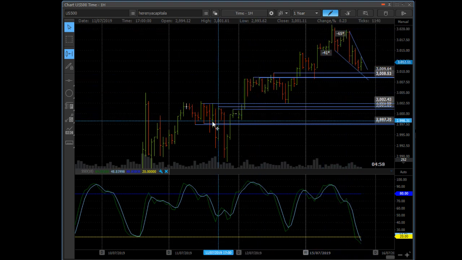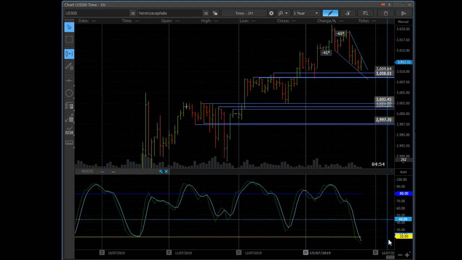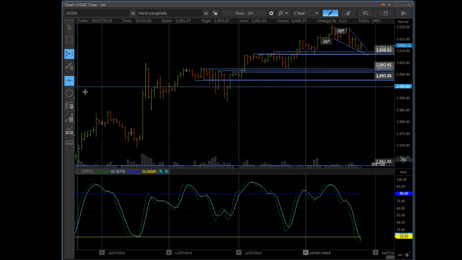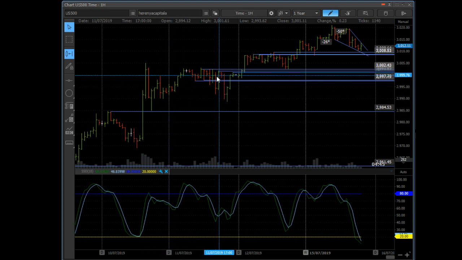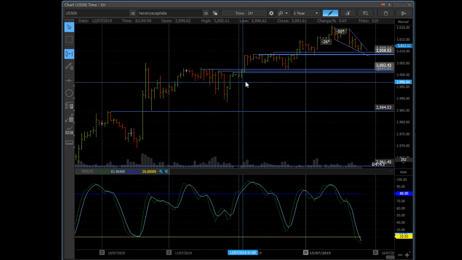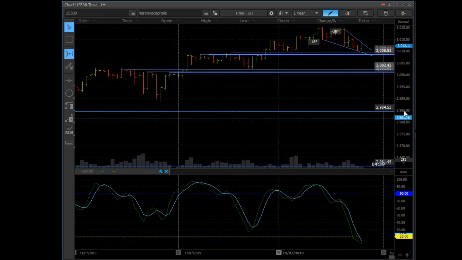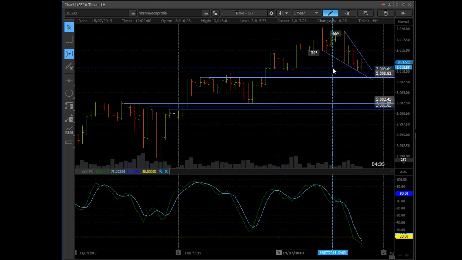So what we want to know is, in almost every step here, it hasn't really gone below any of our prior resistance levels, right? So that resistance is naturally the support. So we're basically taking a long here, or there's a potential long entry, right?